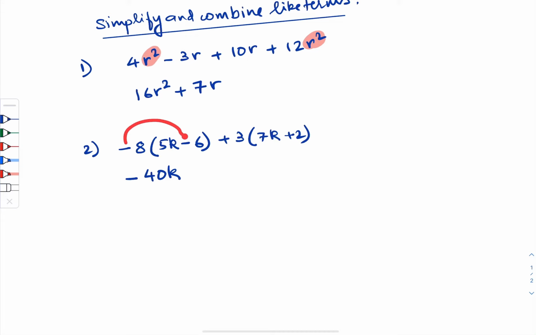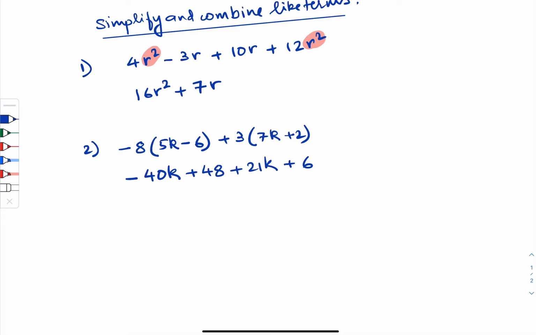Negative times negative, same sign. Therefore, it becomes positive. And then 8 times 6 is going to give me a 48. Okay. Now, I'm going to do the next one. Positive times positive gives me positive, and then 3 times 7 gives me 21. Okay, positive times positive is another positive, and then 3 times 2 is going to give me 6.